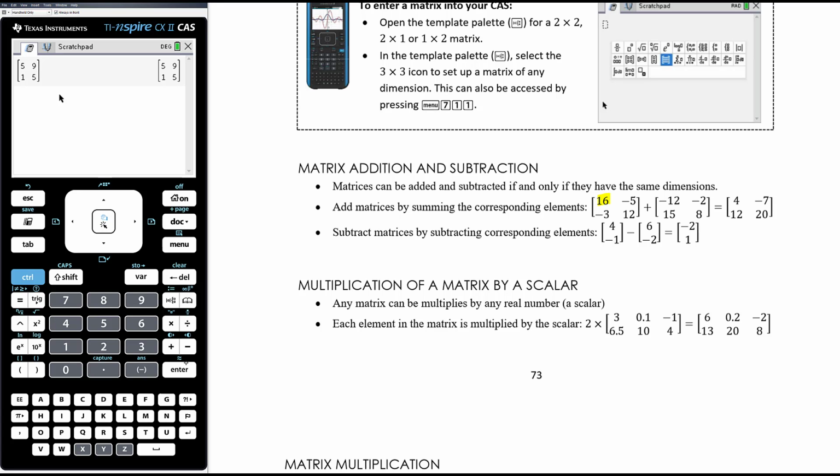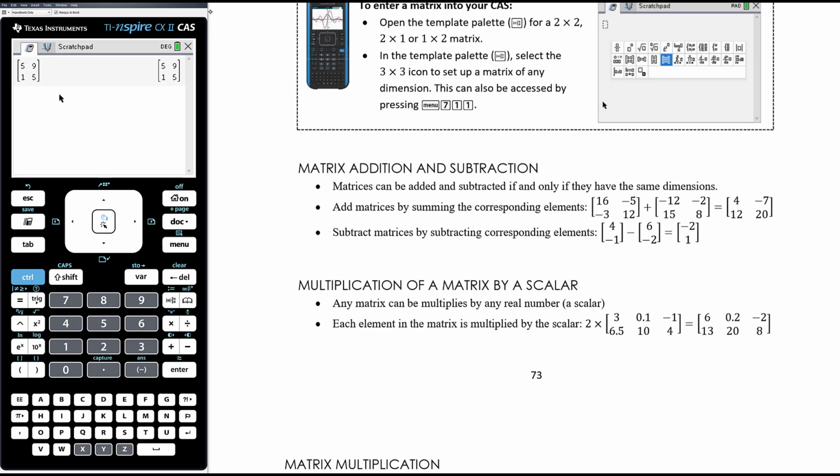So 16 plus negative 12 gives 4. Negative 5 plus negative 2 gives negative 7. Negative 3 plus 15 gives 12. And I've run out of different highlighter colours in my palette, but here we go. 12 plus 8 gives 20. So simply adding the corresponding elements. Same if it is subtraction, simply subtracting the corresponding elements. So here we've got 4 minus 6 is negative 2, and negative 1 minus negative 2 is negative 1 plus 2, which is 1. So nice and easy.